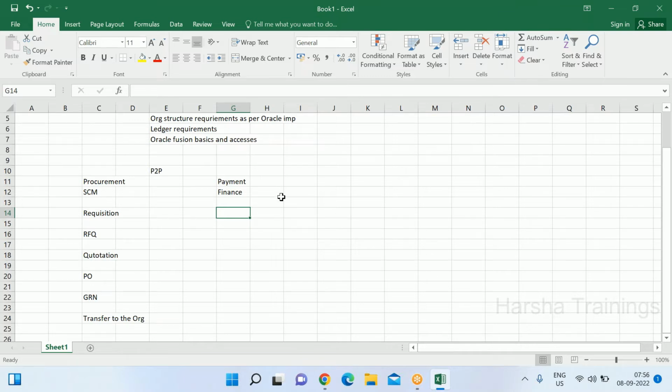Next, we will move on to the finance process. In finance, the first process is PO invoice, or it can be a non-PO invoice also. For a non-PO invoice, this process will not be there.